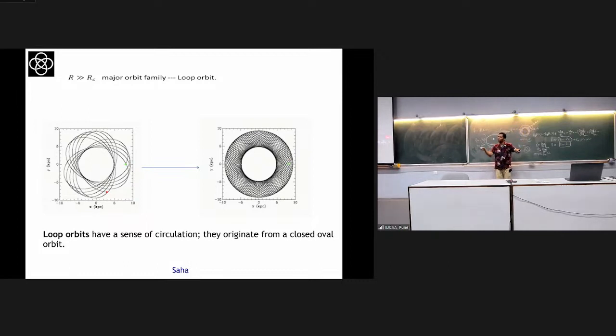N number of loop orbits can be like bricks. It's like a brick which you can place into this and you can make galaxies. Simple spherical, two-dimensional galaxies, right? So that's this. You can use this as a brick.